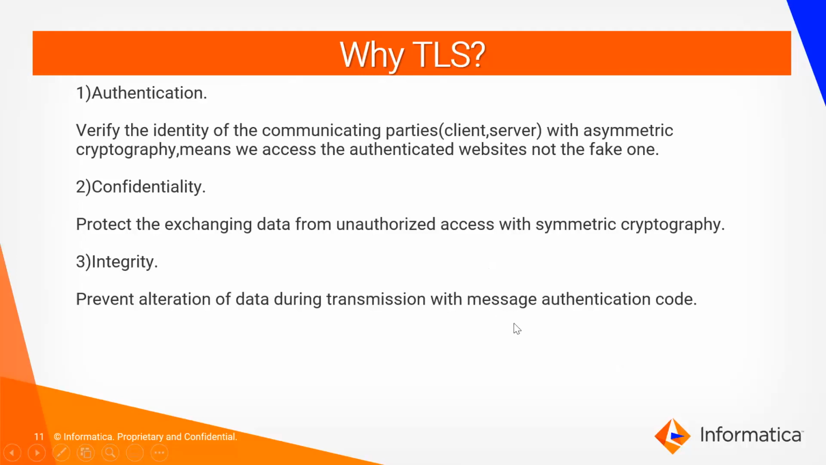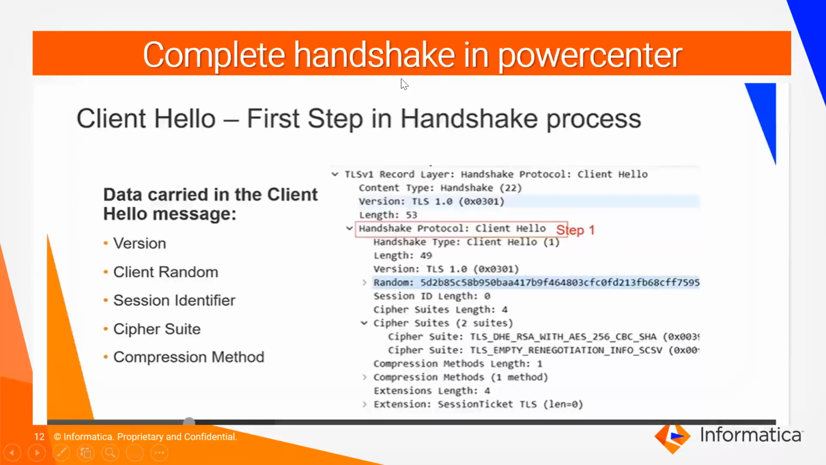So that is integrity. Now, how does the complete handshake work? In the previous section we saw the high level handshake. Now we'll see the complete handshake in PowerCenter. When you access any admin console URL, the client is the browser, as I said, and the server is the PowerCenter server machine. When you are enabling TLS in the node, then the server is the node and the client might be RS, or sometimes the server might be RS and the client might be IS. Anything, it uses the same handshake.